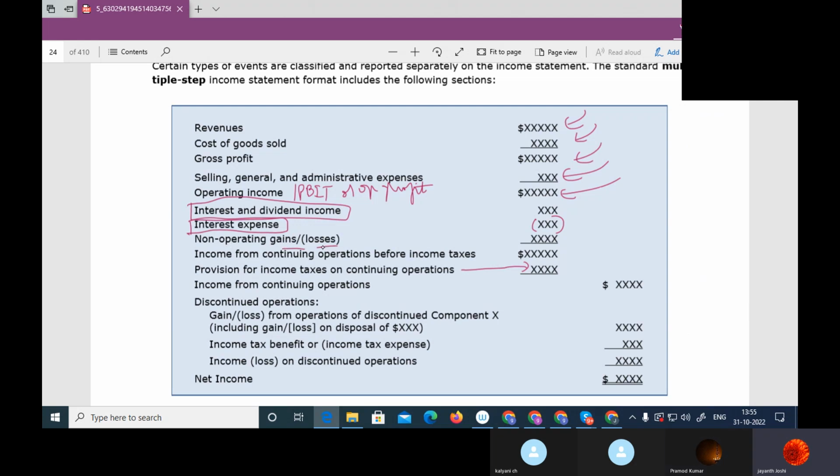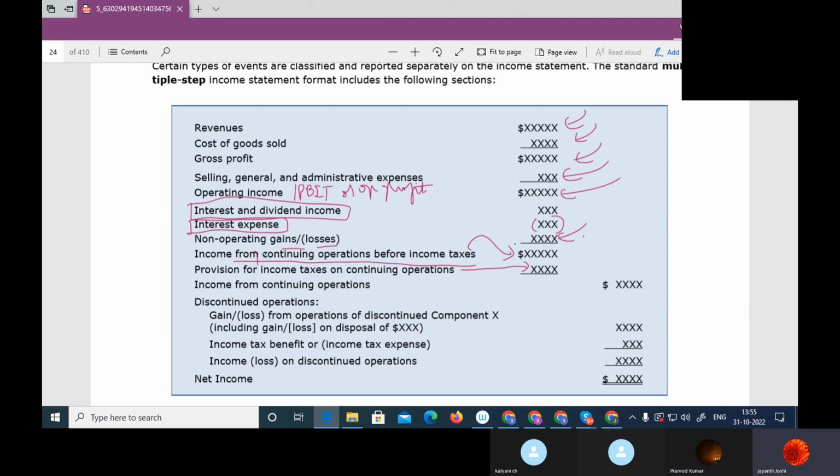And then non-operating gains or losses. See, gains or losses you only get when you sell some asset. It's a one-time profit, isn't it so? Do you think you sell assets on a routine or daily basis? No, you sell them once in a while, so you get some gain or loss. You have to mention it and account for it, so we have added that here. If it's a gain, we add; if it's a loss, we subtract. So you get income from continuing operations before income tax.